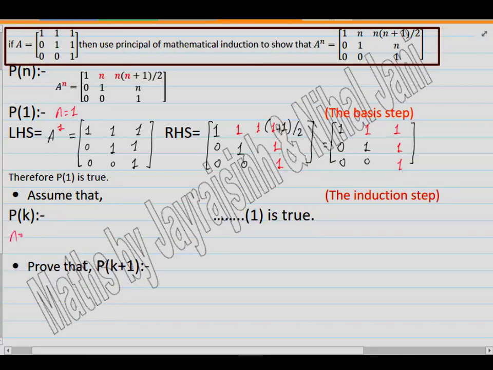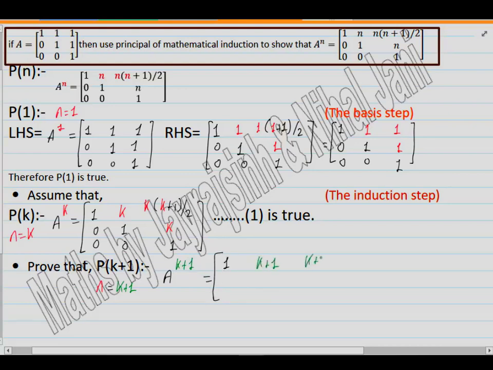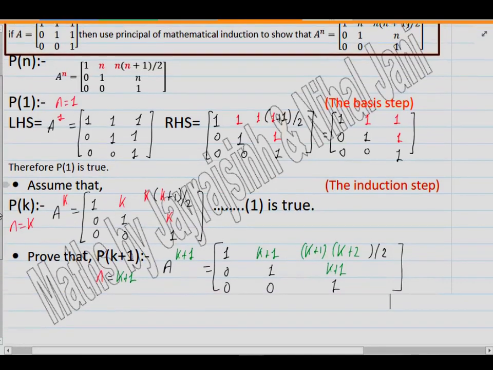Okay, so let's obtain P of k by putting n equal to k. So our left hand side will be a raised to k and the right hand side will be this matrix. Okay, we have to use P of k to prove P of k plus 1, that can be obtained by putting n is equal to k plus 1. So here we will get a raised to k plus 1 is equal to 1, k plus 1, k plus 1 into k plus 1 plus 1 by 2. We can simplify this term as k plus 2, right? Okay, the second row will be 0, 1, k plus 1, and the third row will be 0, 0, 1. Okay, we have to prove this tough thing. So let's begin without wasting time.